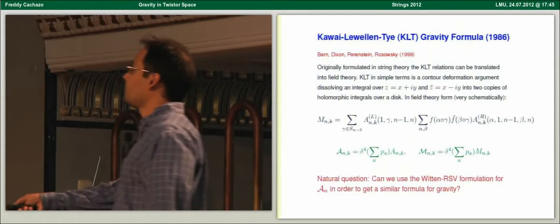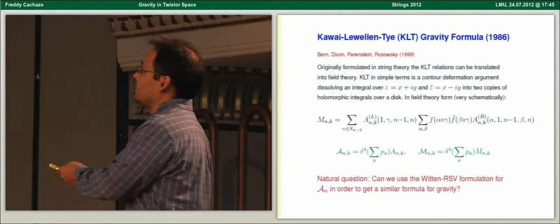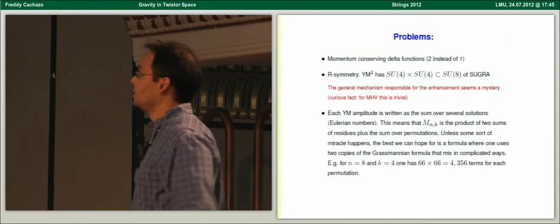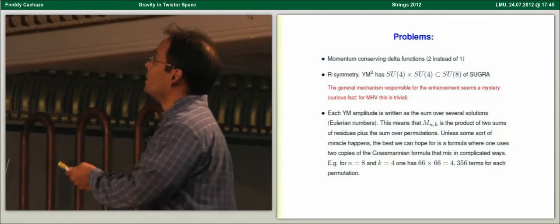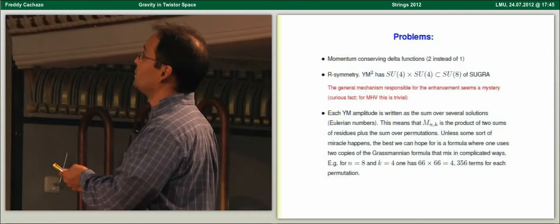The natural question is then, can we use the connected formulation for each of the Yang-Mills amplitudes in order to get a formula for gravity? Here are some problems. I just mentioned one of them. One of the problems is that if we just go straightforwardly and use these formulas, we get two copies of momentum conservation delta functions, instead of one.